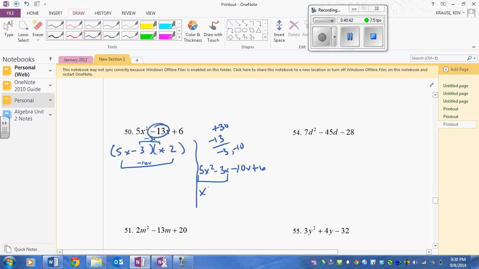I can take an x out, I'm left with 5x minus 3, plus 2, 5x minus 3. So our two sets of parentheses are 5x minus 3 and x minus 2.